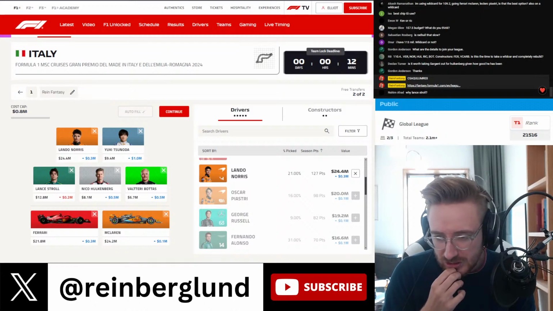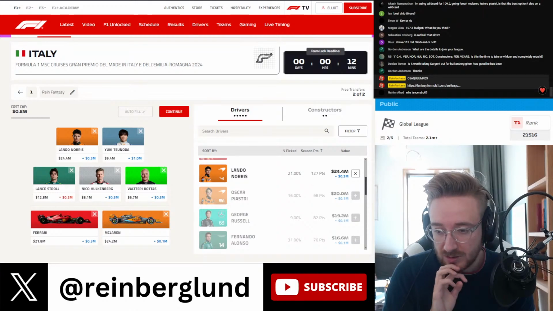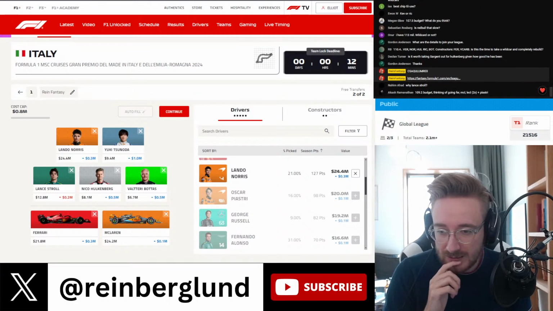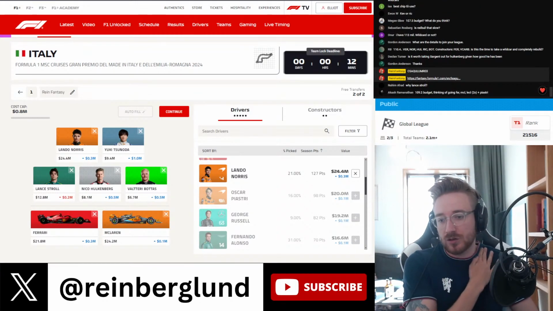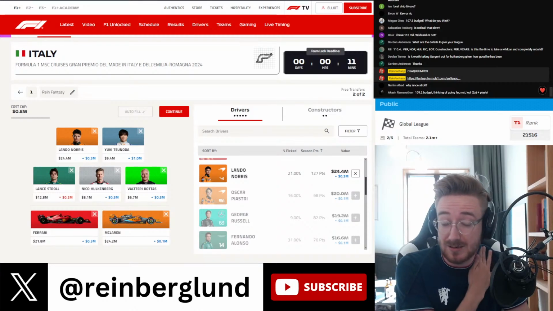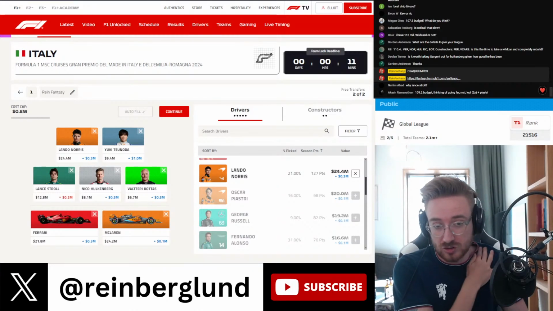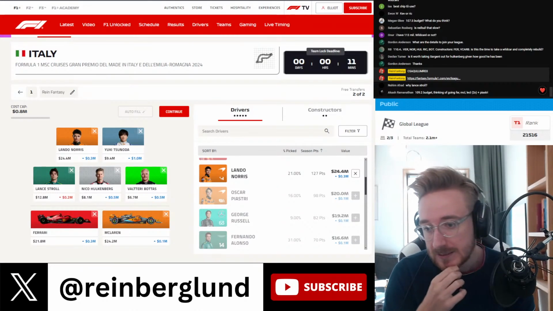109 budget, thinking of going Ferrari, McLaren, Leclerc times two plus Piastri. Looks really, really strong. I really like that. Is it worth taking Sargent out for Hulkenberg given how good it's been? If it's for a -10, no. If it's just to do a transfer, yes, for sure.